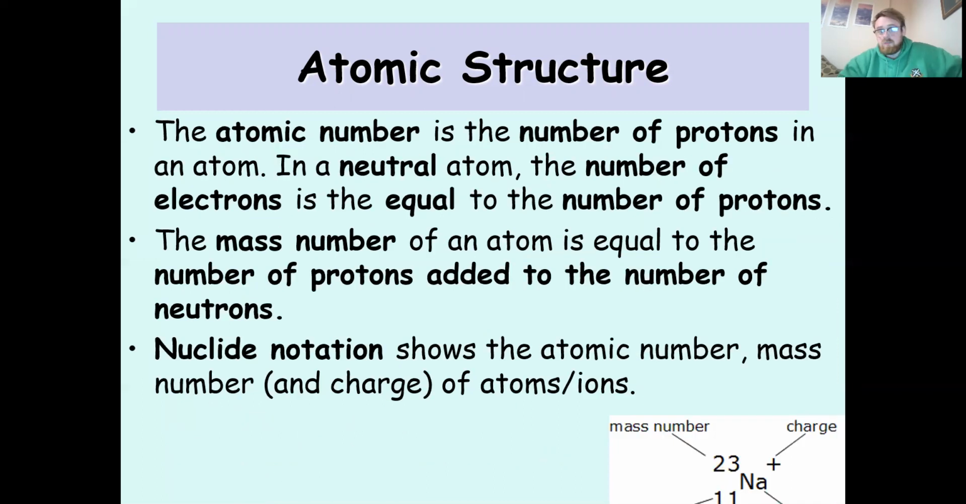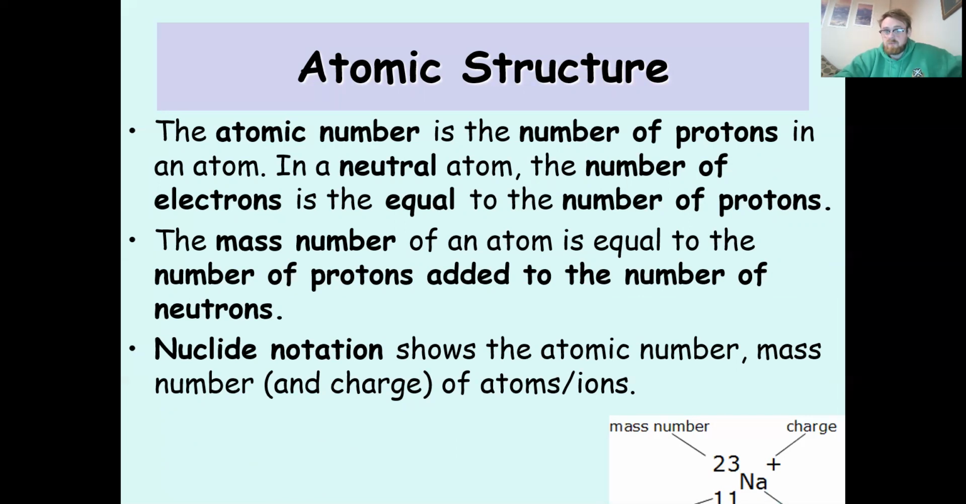The atomic number is the number of protons. So on the periodic table, the atomic number above the element symbol is the number of protons in that atom. That means that, for example, carbon will always have 6 protons in its nucleus because its atomic number is 6. If it doesn't have 6 protons, it's not carbon.